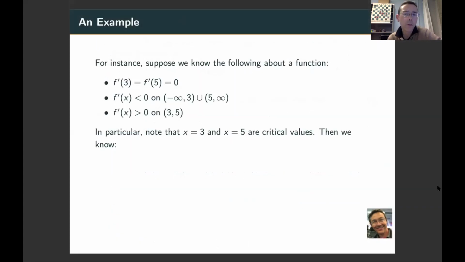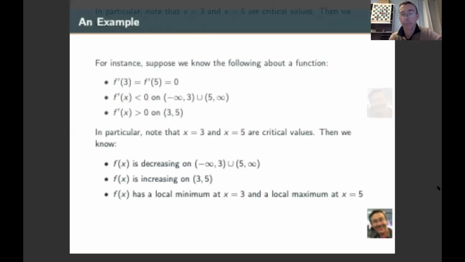So suppose we know just a few things about a function. We know that the derivative is 0 at x equals 3 and x equals 5. So those are critical values. And we know the derivative is negative to the left of 3 and to the right of 5, and positive elsewhere, so from 3 to 5. We know a few things right away.